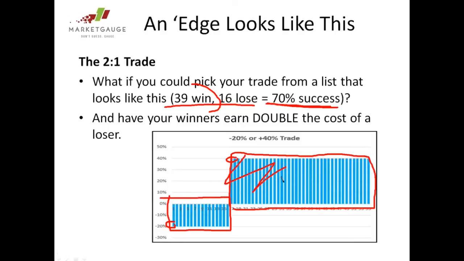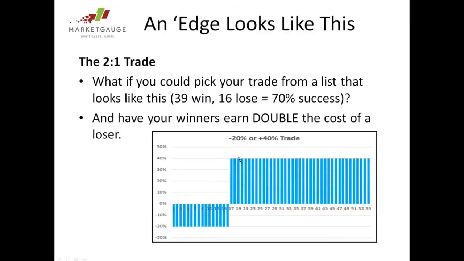Now, what does an edge look like? It looks like this, where you've got a much bigger area of winners than you do losers. It's really that straightforward. And in this particular situation, we're winning twice as much as we're losing. Even if we were only making 20%, which the line would put it right here, it would still be great, right?